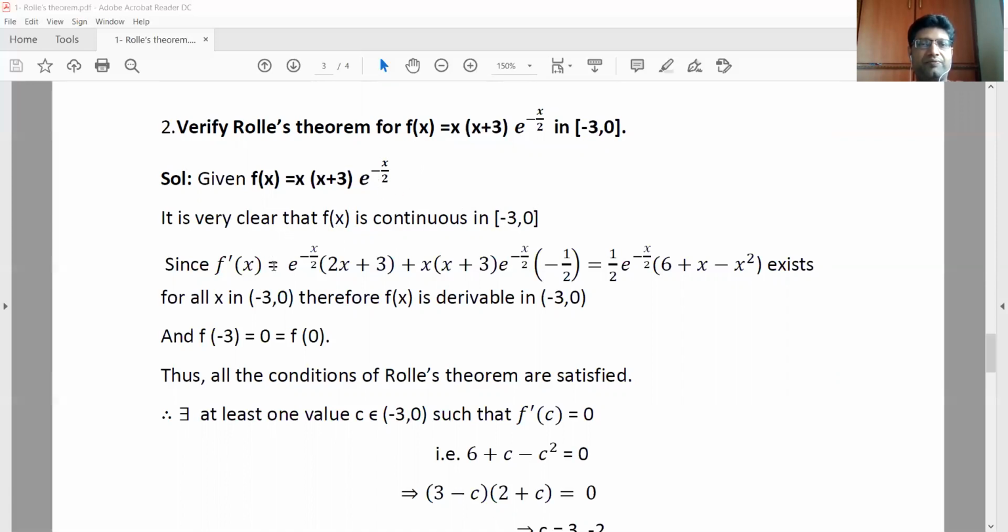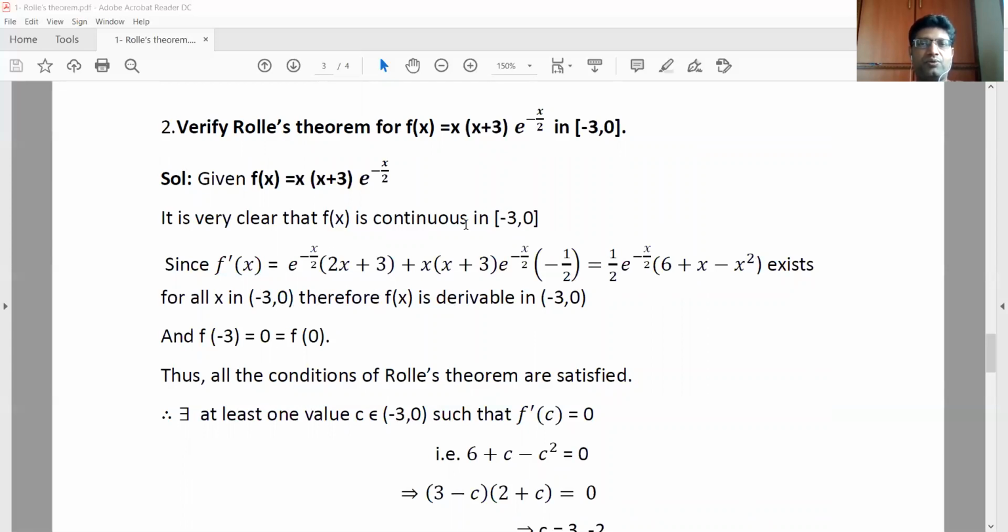And if you calculate f dash of x for this using the product rule, you will get 1 by 2 e power minus x by 2 into 6 plus x minus x square. So clearly the derivative exists for all x in minus 3 comma 0. Therefore, the function is differentiable.